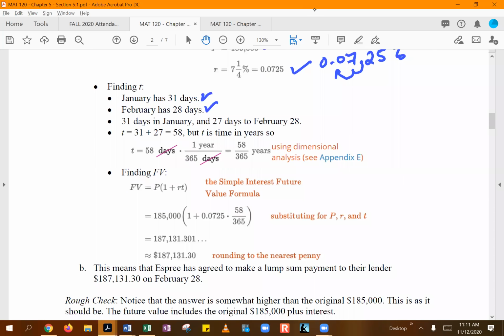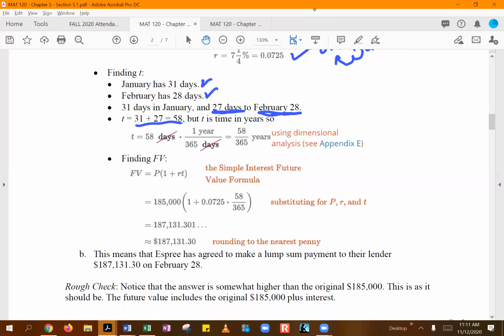So they're talking about 31 days in January, and you're actually only using 27 days, because February 28th is your maturity day, which means that's the day you have to pay your money back to whoever you borrowed this money from. So that's why you're adding 31 plus 27. So your time in days is going to be 58 days.